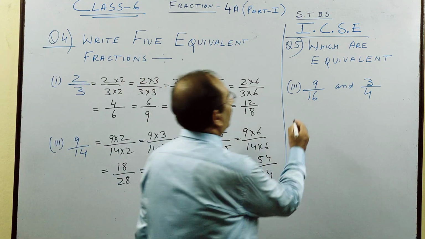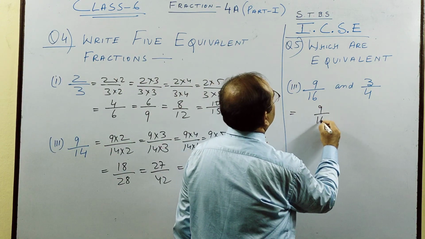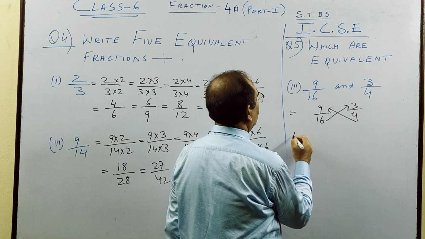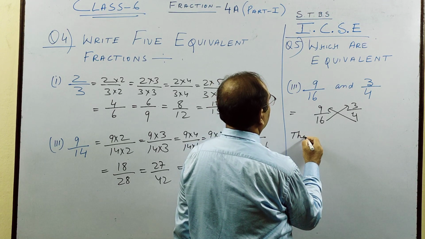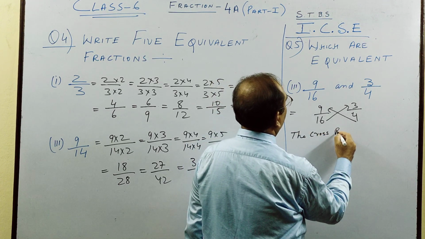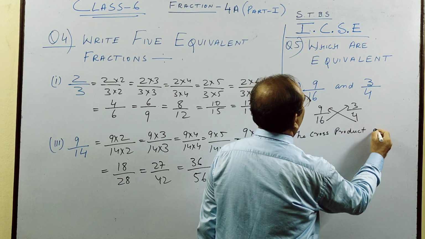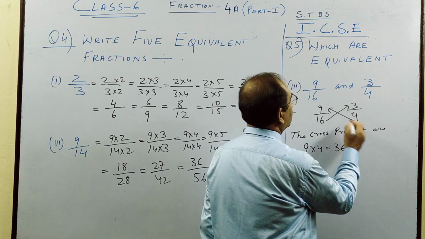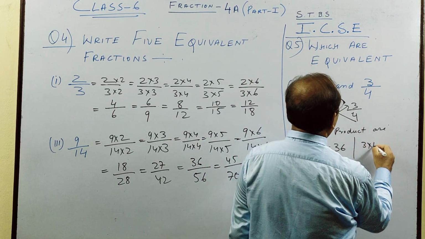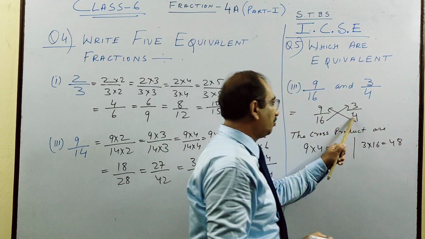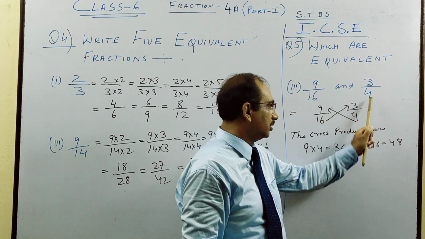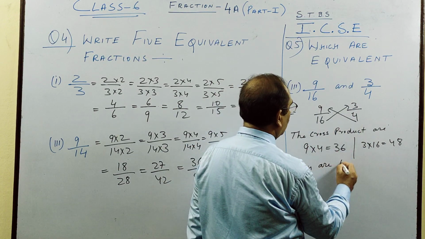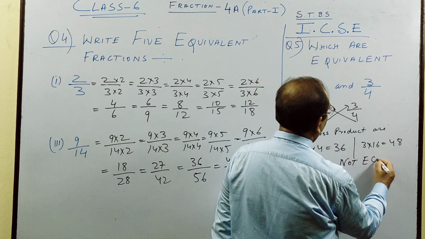Next, equivalent fractions. What will we do, children? Here you multiply crisscross, the cross product. 9 into 4 is equal to 36, and 3 into 16 is 48. Multiply, this goes up, 9 4s are 36, this goes up. So they are not equal, that means the cross products are not equal.